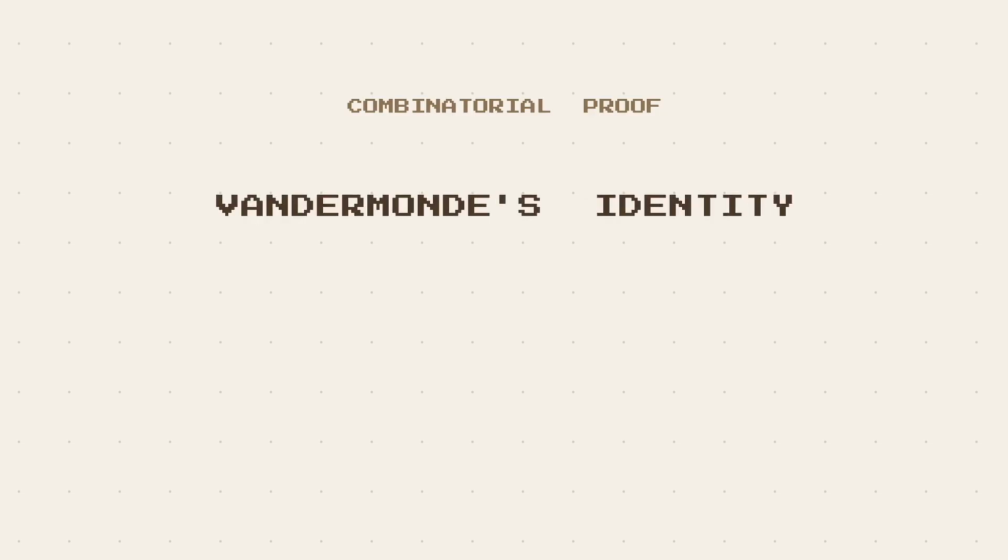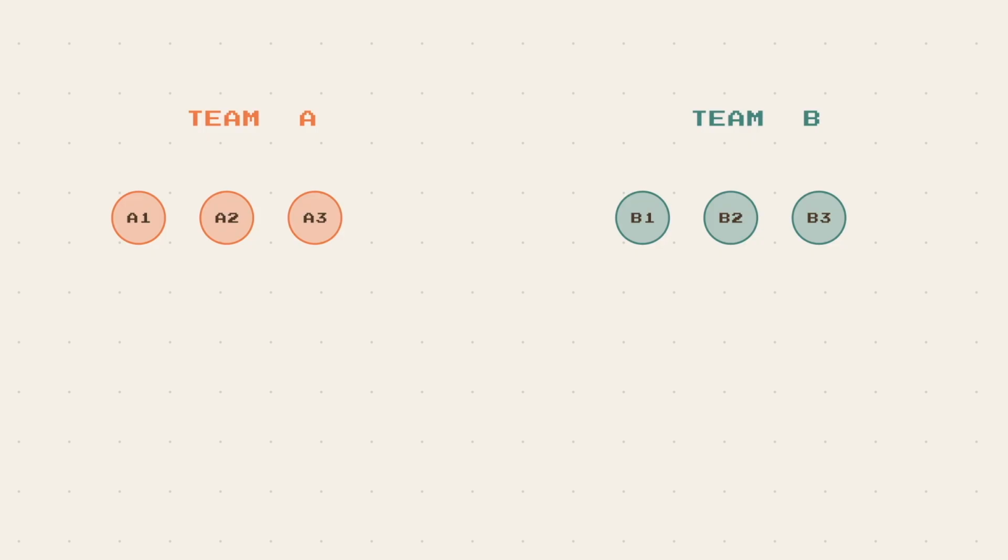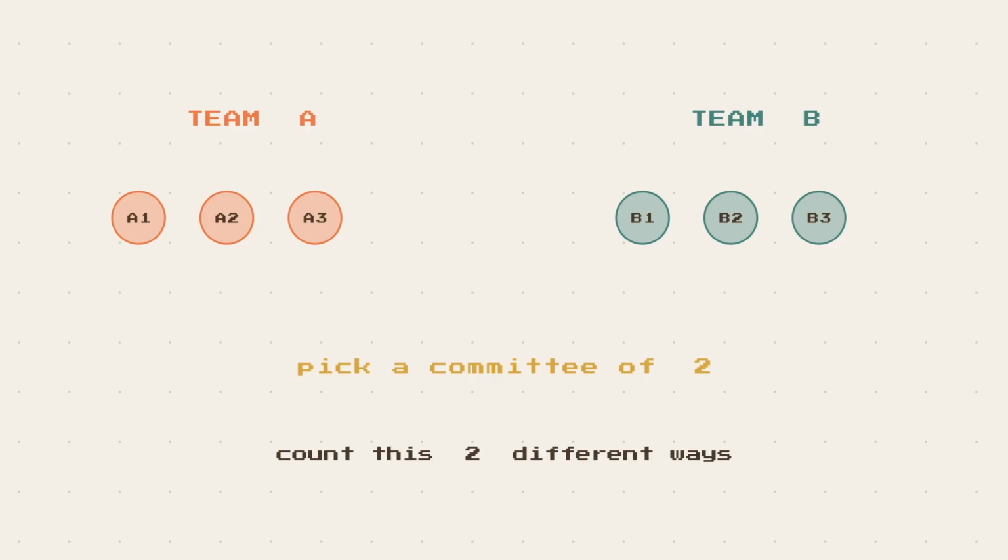Okay, so combinatorial proof of Vandermonde's identity. Here's how the story goes. Let's consider we have two teams, right? Team A has 3 people and team B has also 3 people, right? Now the idea is we need to pick a committee of 2. So we're going to count that committee 2 different ways, right?